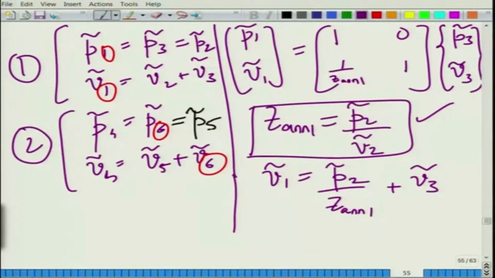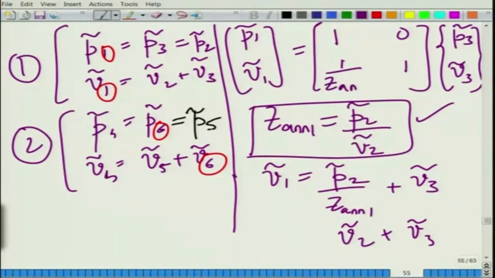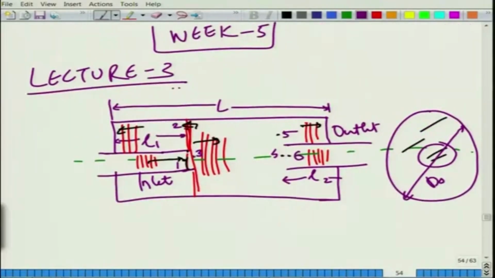So this is just another way of writing. This is nothing but V2, and that basically gives us the flexibility of writing this like this, 1 by Z and 1. So we get this transfer matrix, and now we basically need to worry about the things that happen from 3 to 4. So now let us go sequentially.